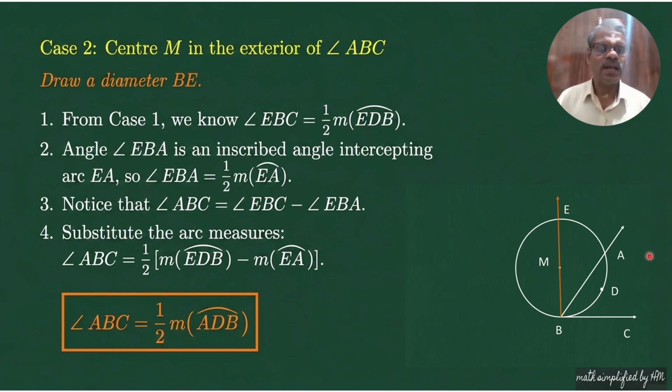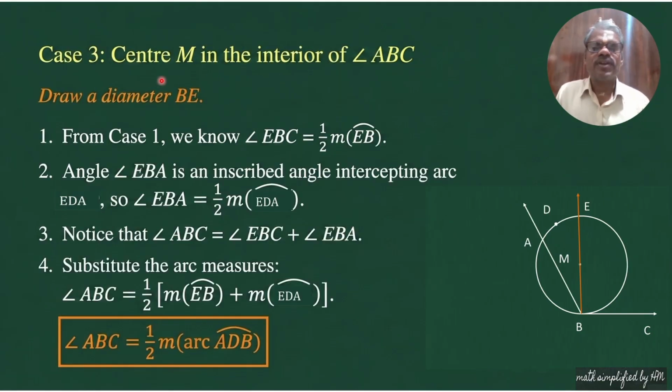Notice that angle ABC is equal to angle EBC minus angle EBA. Substituting the arc measures, we get angle ABC is equal to 1/2 times (measure of arc EDB minus measure of arc EA). Simplifying the subtraction of arcs, we get angle ABC is equal to 1/2 the measure of arc ADB.